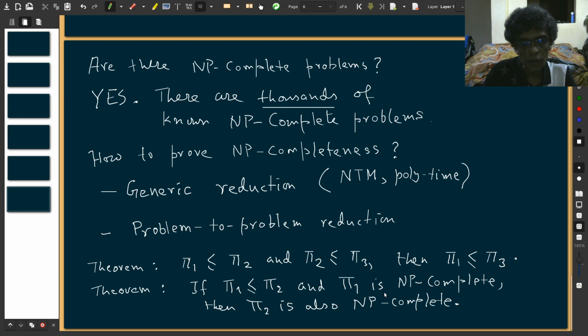I think this is quite obvious. Okay. So, the point is that to start with, we need some generic reductions. And once we have 1, 2 or 3 such problems, from those problems we will make reductions to some other problems, to prove that these new problems are again NP-complete.